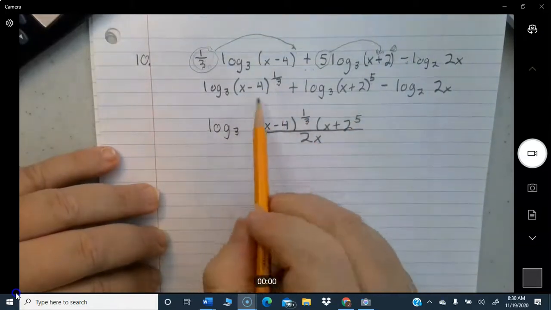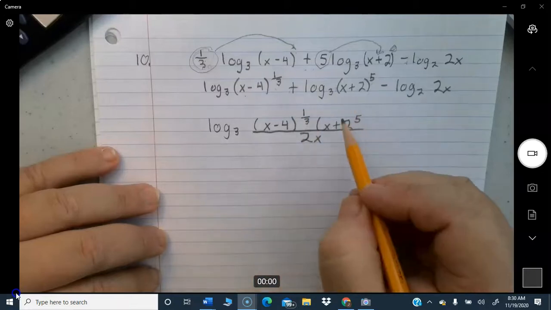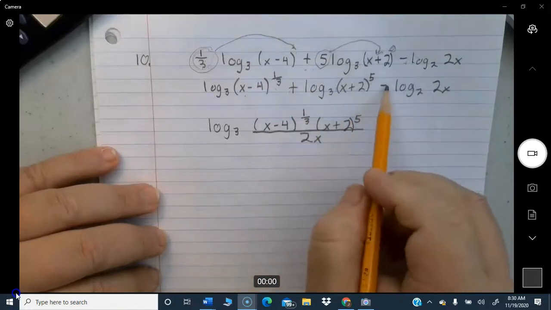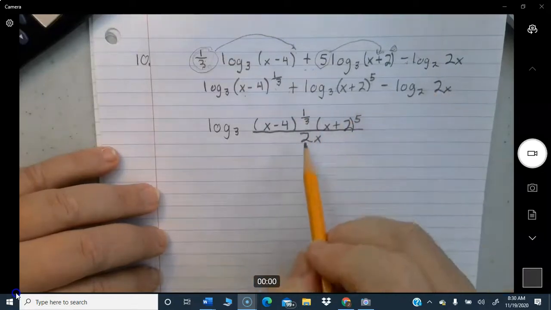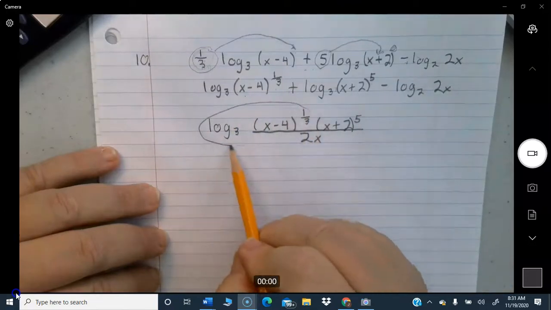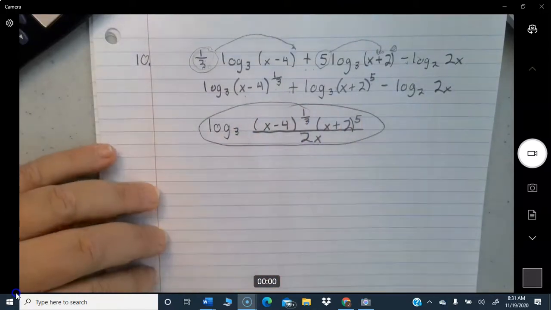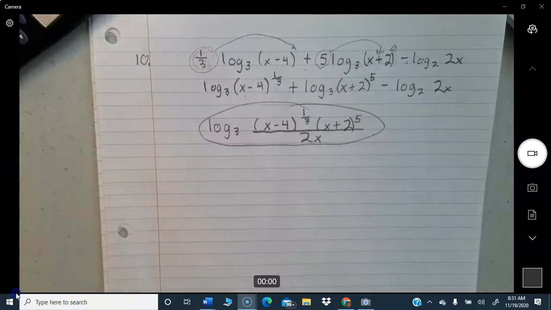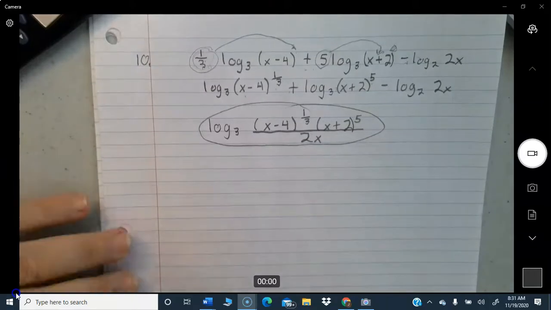Okay, so the plus sign, these two becomes a multiplication there. Close that. And the minus sign here becomes a division of that. And that is your final answer. You can't simplify it any more than that. Okay, so that is how you do number 10. Let's move on to 11.